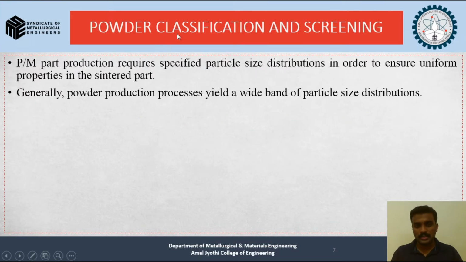After the grinding process comes the screening process. The reason for screening is to ensure that there is a uniform property of particles in the sintered part. We have to make sure that all the particles have a certain desired size, and that's why we go for screening operations. Generally, the powder production process yields a wide band of particle size distribution. We have to draw the particle size distribution curves, and we need to find out what is the desired particle size required for our sintering operations. So this is also considered a treatment process.